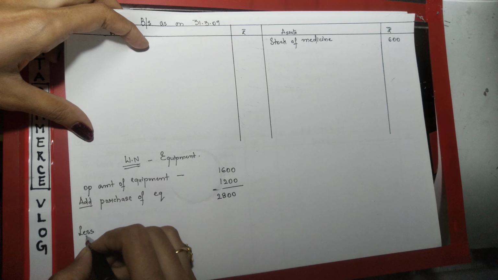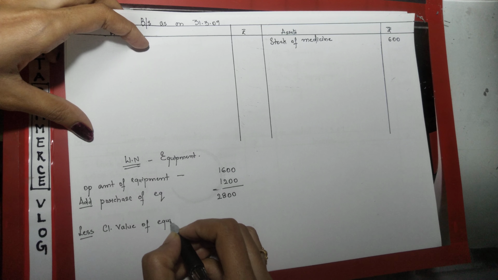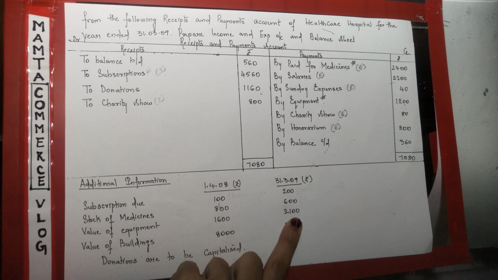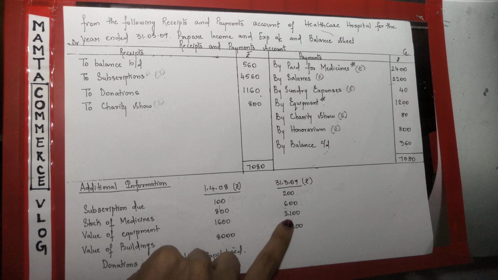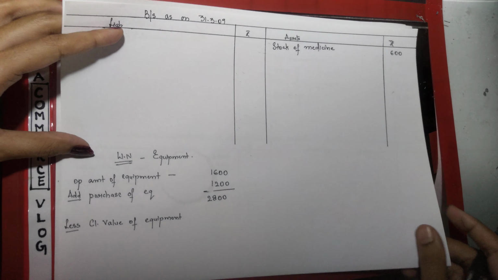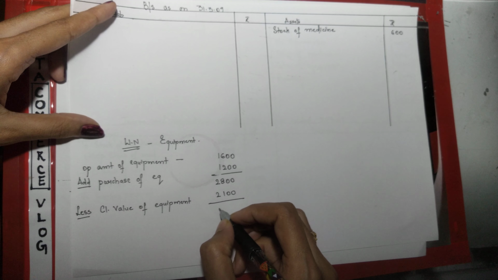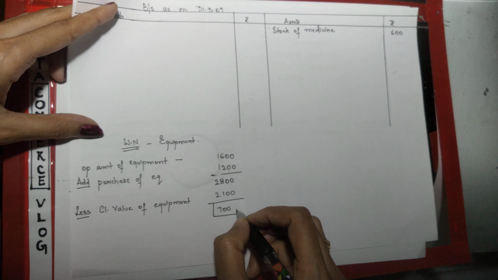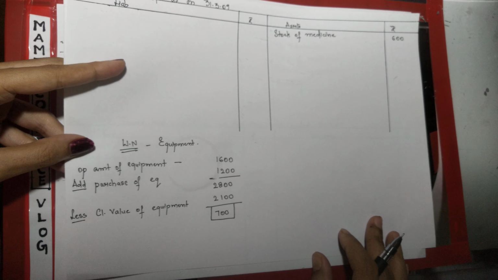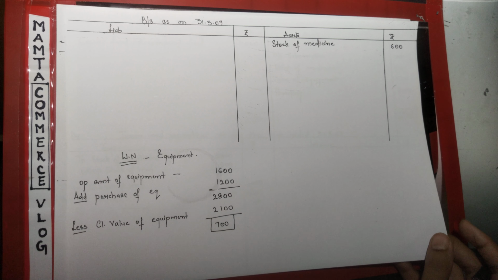Then less closing value or closing amount of equipment. Closing value of equipment is 2100. This is opening value, this is closing value, and we have also purchased an equipment of 1200. So this 2100 I will deduct and I'll get a value of 700. This 700 is the value of equipment.